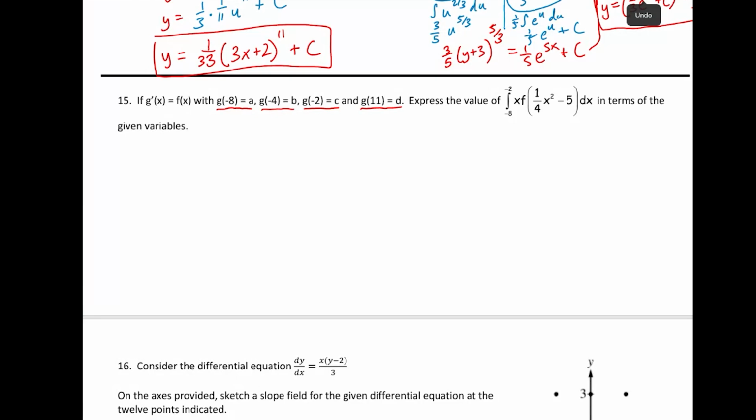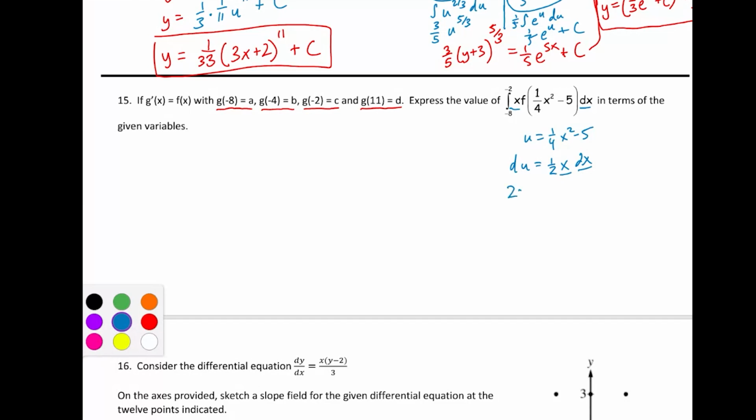So what we have is x times f of (1/4 x squared minus 5). So what we're going to want to do is do a little u substitution here. We're going to let u be 1/4 x squared minus 5, so that du can be, let's see, 2 times a fourth would be 1/2 x dx. Now in this problem, I do have x dx, but I don't have half x dx.